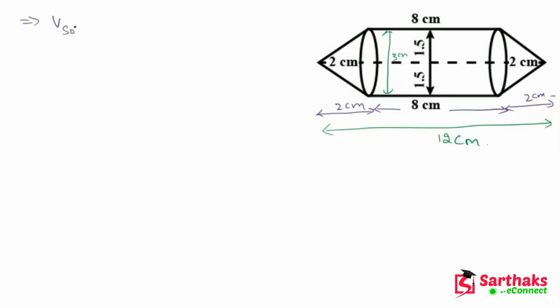Volume of the solid is equal to volume of cones plus volume of cylinder. And we have two cones. So now, my dear friends, here we have to put the formula of volume of cones and volume of cylinder. And we know that the volume of a cone is 1 upon 3 pi r square h. Here there are two cones, so we have to multiply by 2.